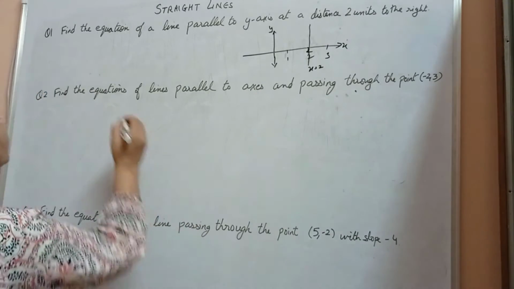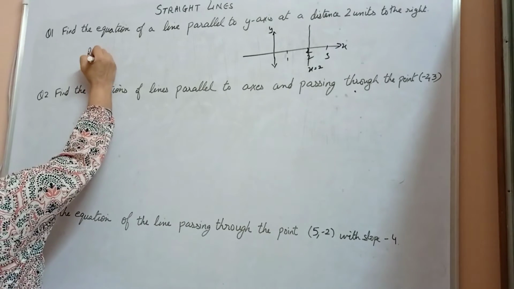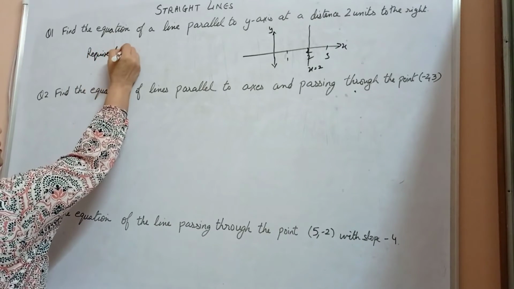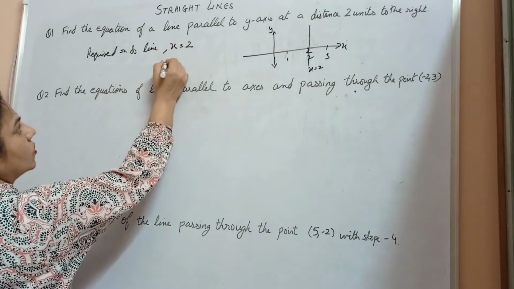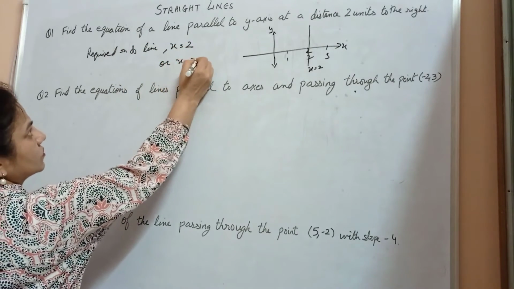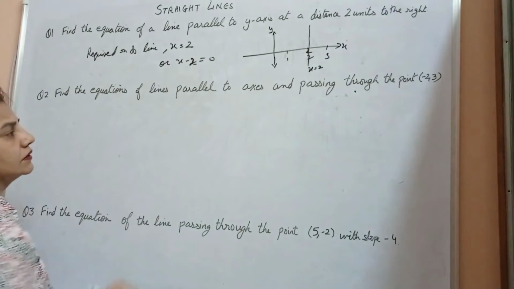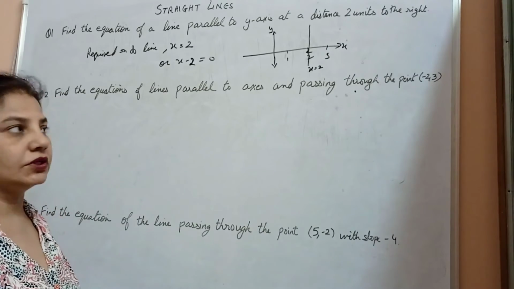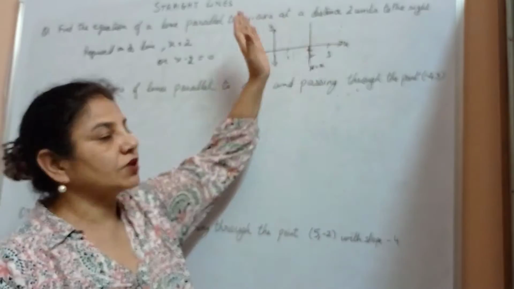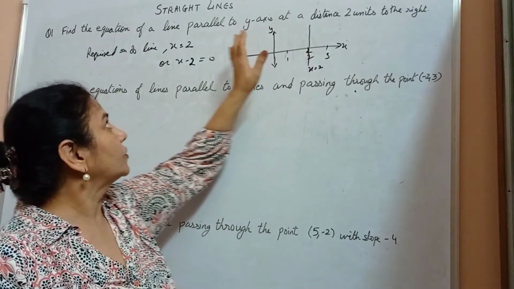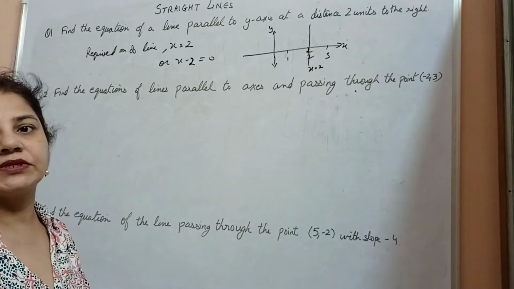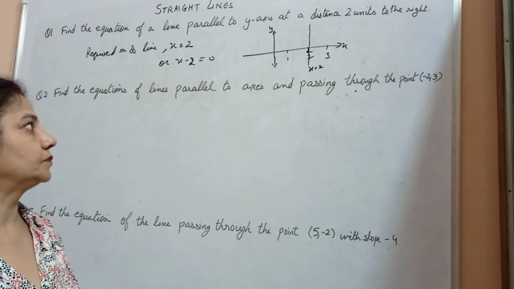That means the required equation of the line is x is equal to 2, or you can say x minus 2 is equal to 0. As it is 2 units to the right of the y-axis, it is represented by plus 2. So x is equal to 2 and the required equation is x minus 2 equal to 0.